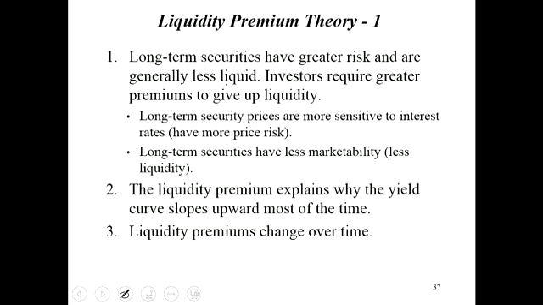So there's the two points. Bigger interest rate risk, you made that point. Interest rate risk goes up. And they have less marketability, which means they're less liquid. And so because of that systematic change in risk as time to maturity goes up, what we have to do is factor that into our theory of the interest rate.